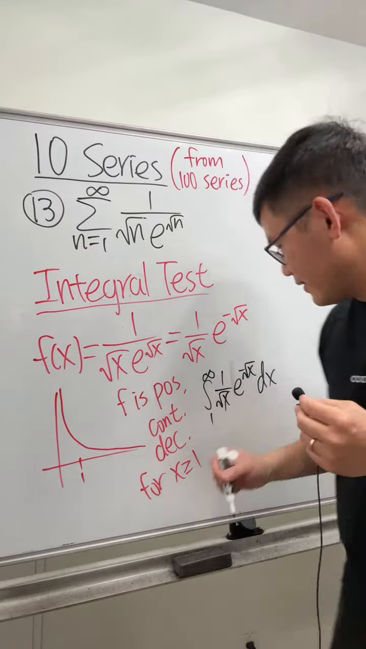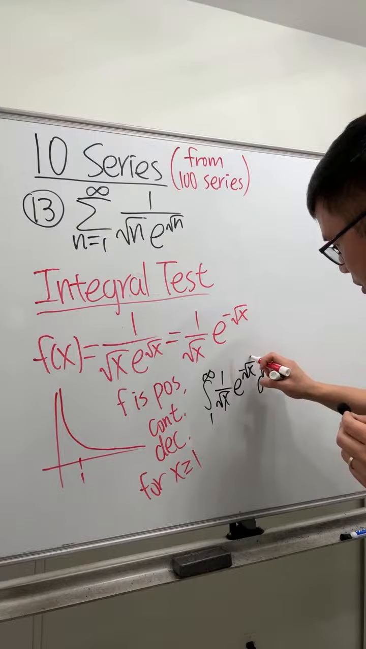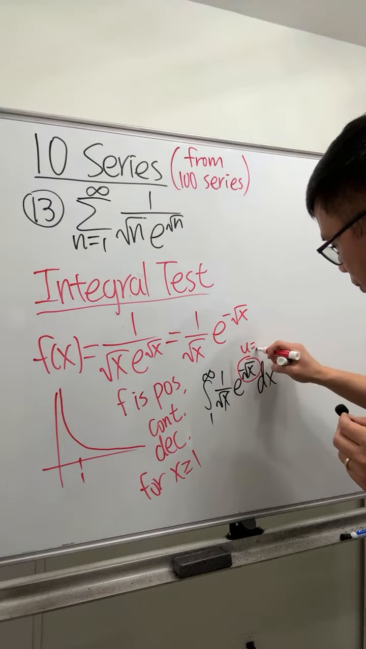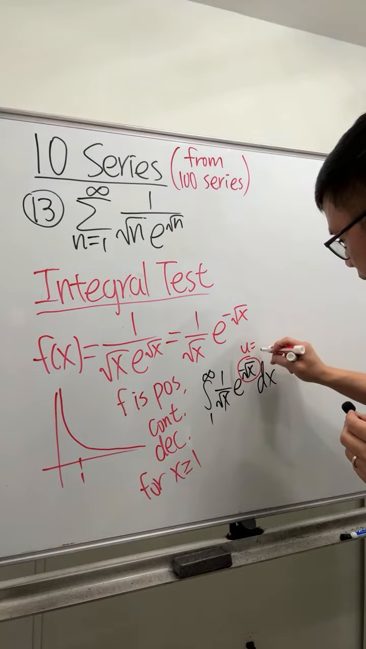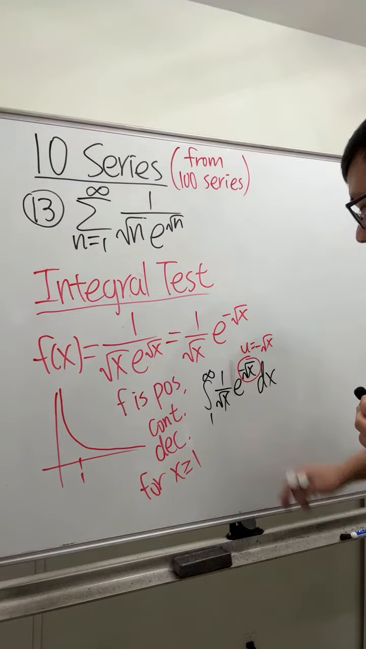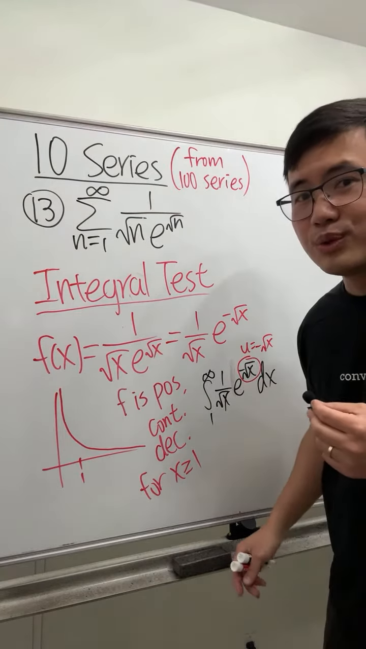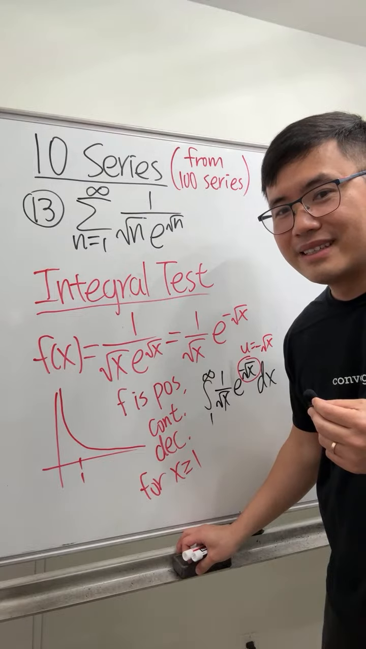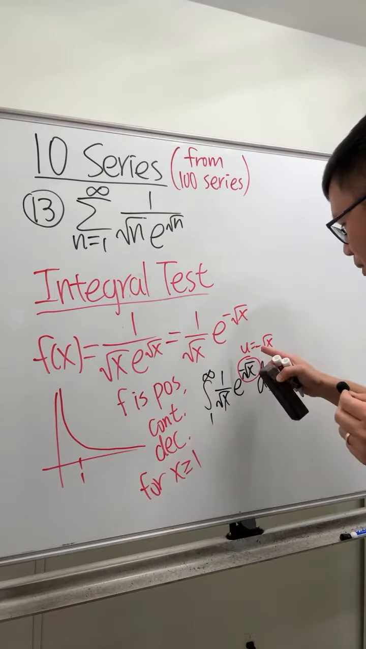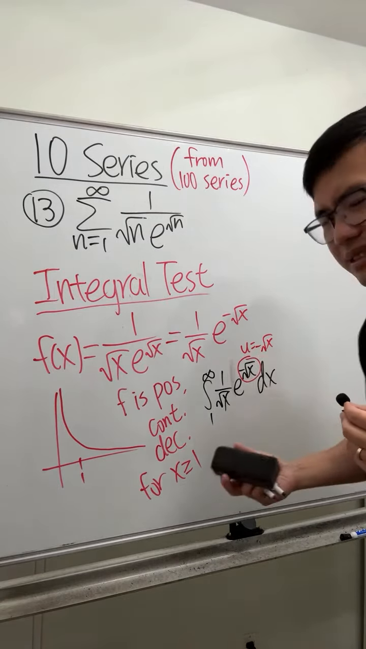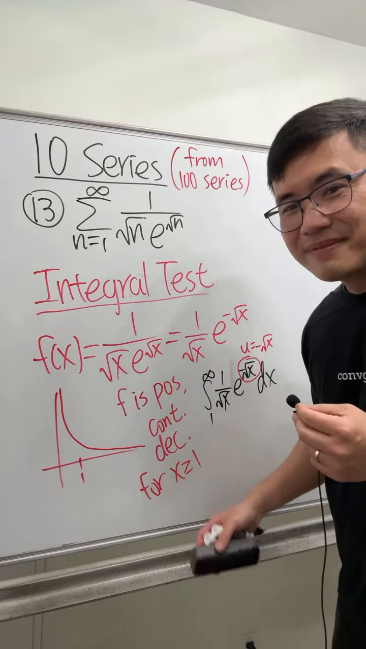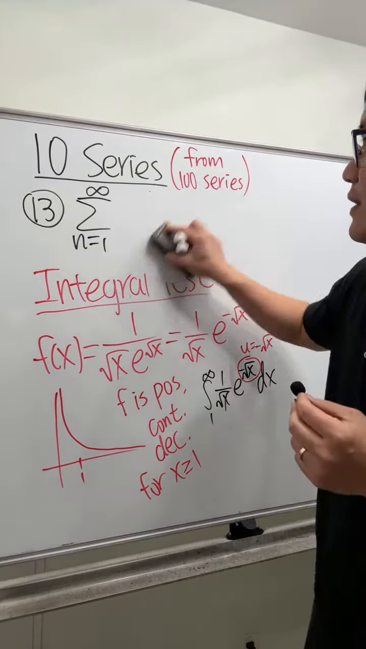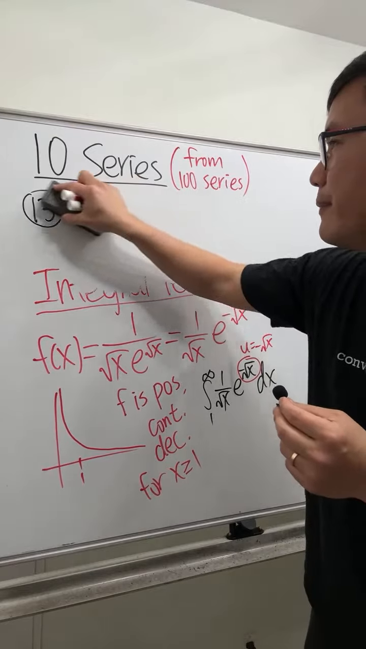Do u sub, correct. For this one right here, just do u sub. Let me just indicate that u equal to negative square root of x. Or square root of x, doesn't matter, however you want to do it. Now you can do positive or negative square root, doesn't matter that much. Right? I will leave this to you guys. All right, moving on to number 3.